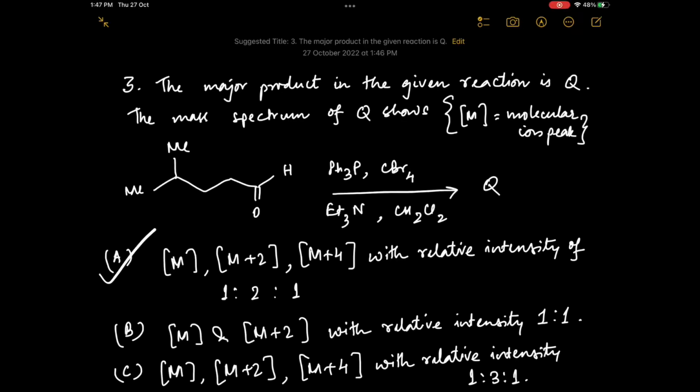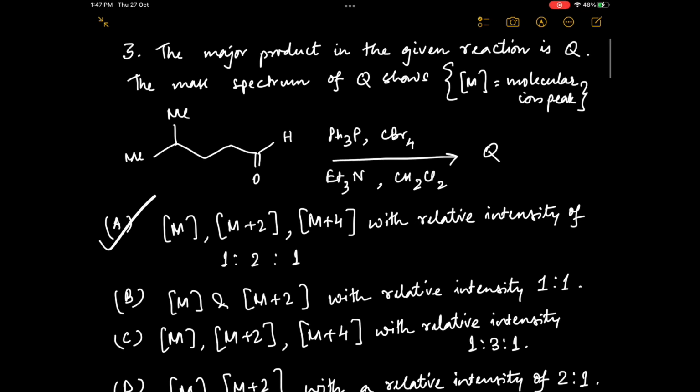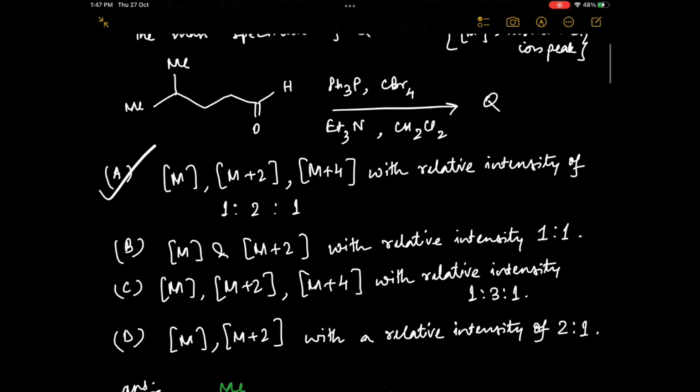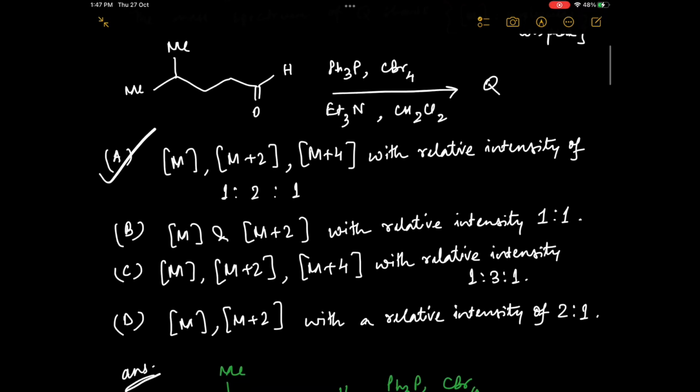So hello again and welcome to the second part of the GATE chemistry 1-mark question solution, the organic chemistry part. As you can see in this question, we have the substrate, an aldehyde, which has been reacted with PPh3, CBr4, Et3N as the base and CH2Cl2 as the solvent to yield Q, and we have to talk about the mass spectrum signature of this compound Q.